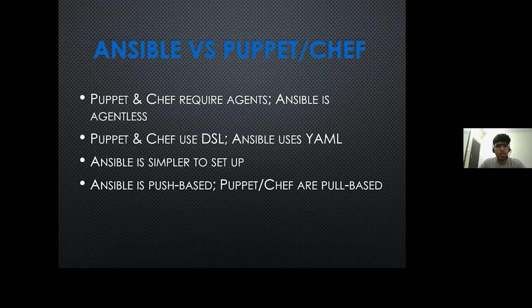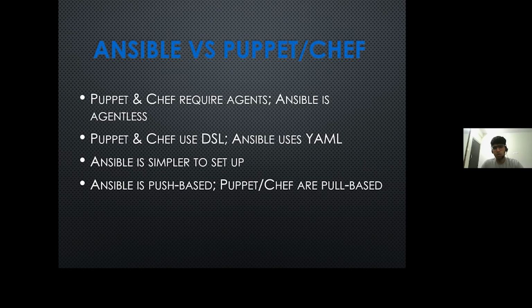So when it comes to Ansible versus Puppet and Chef, there are certain differences. The major difference is the architecture. So Puppet and Chef require agents. When it comes to Puppet or Chef, there will be one central server wherein the configuration is stored. Each and every server has an agent. That agent could be Puppet or Chef.